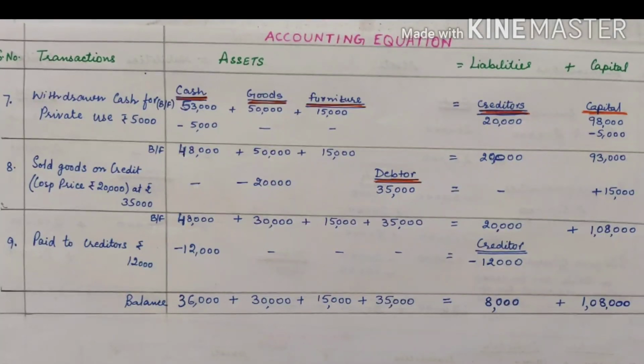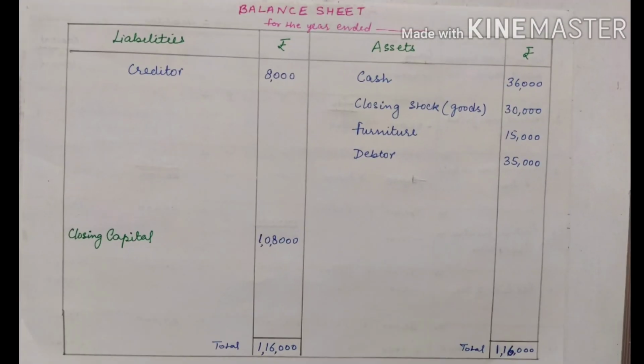So we conclude that each transaction has a double effect on assets, capital and liabilities. So the accounting equation is always equal. The last equation balance must be shown in the balance sheet. In the balance sheet, assets are recorded on the right hand side and capital and liabilities are recorded on the left hand side. The total of both sides in the balance sheet is always equal.